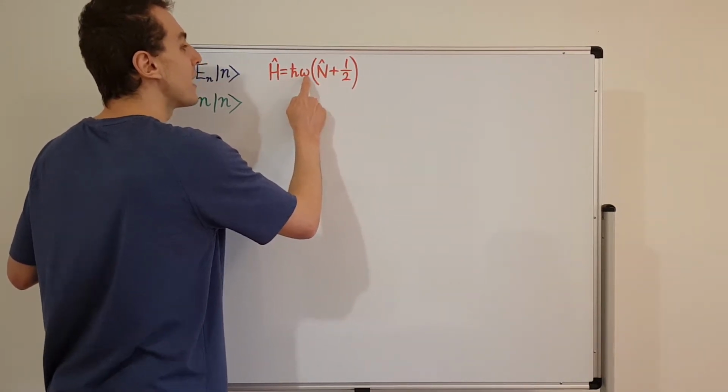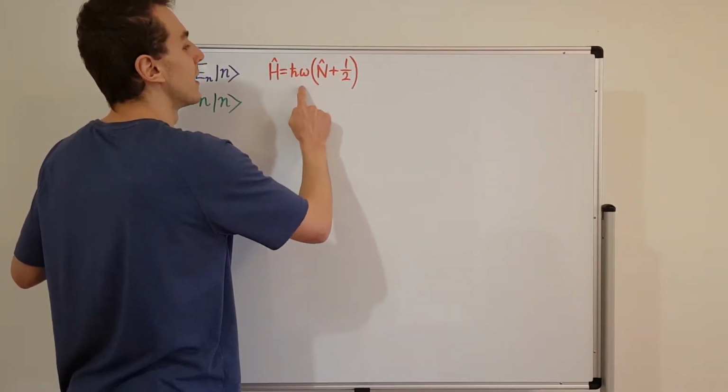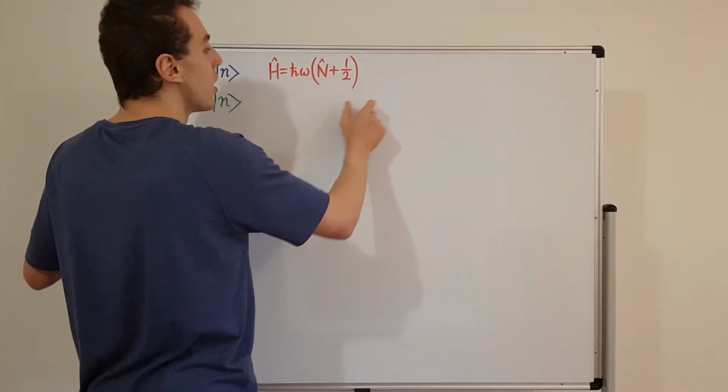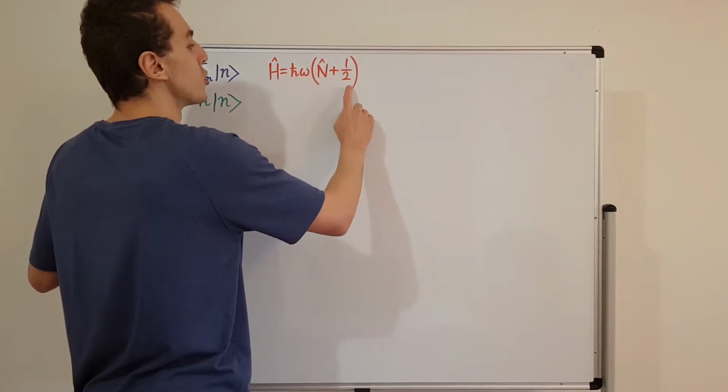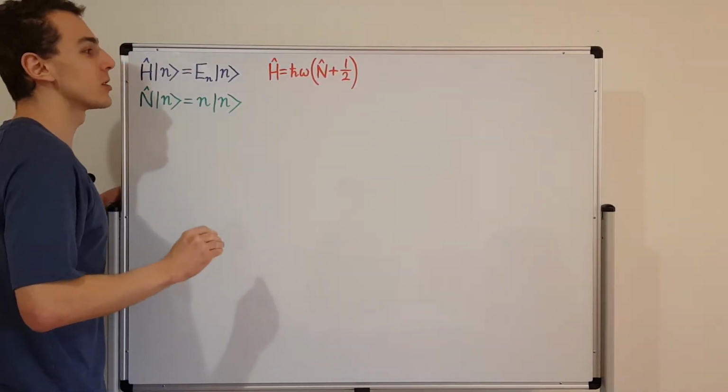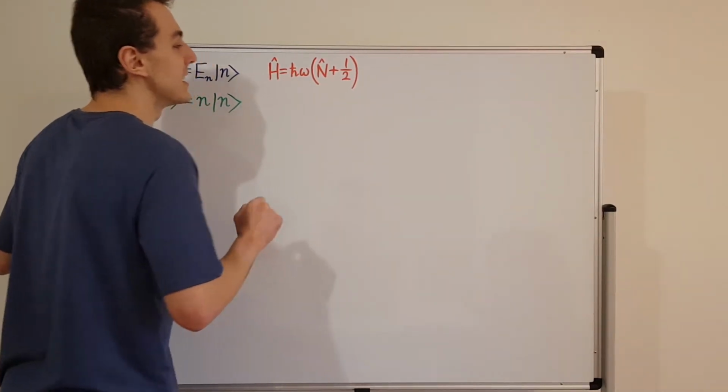We just have h bar omega. That is just a numerical coefficient over here. And here we're adding 1/2. And if we actually expanded this out, we'd be adding h bar omega on 2. And it turns out that is the ground state energy of the quantum harmonic oscillator. And we'll get to that later in this video.